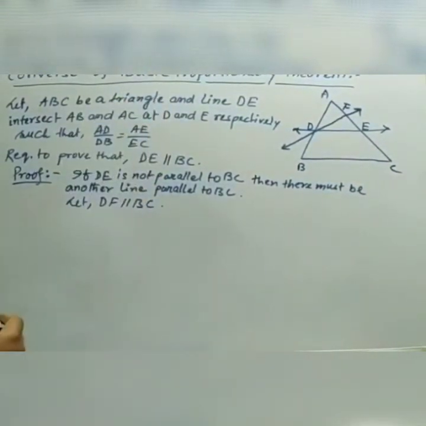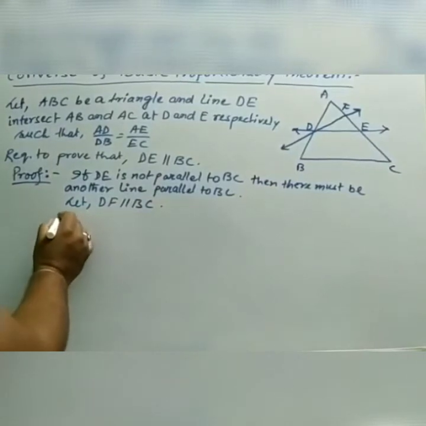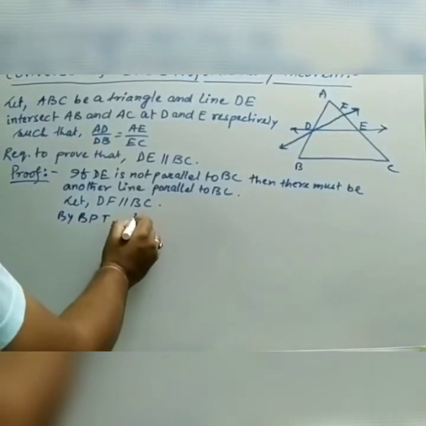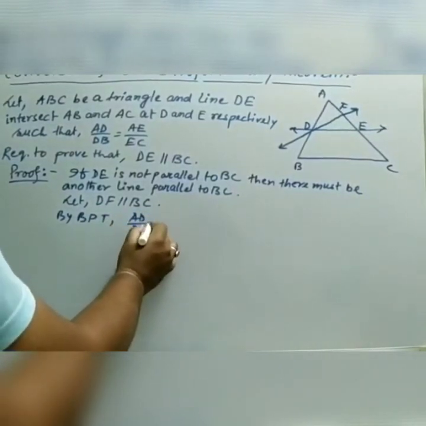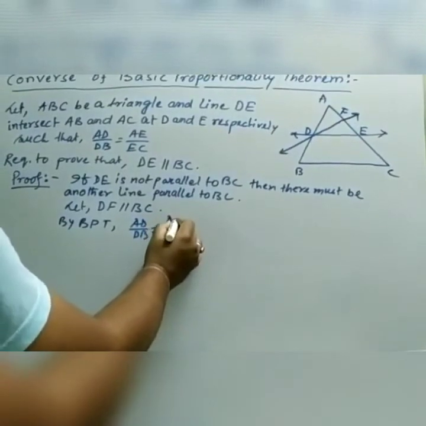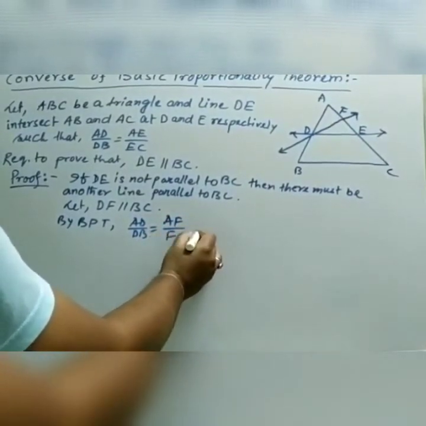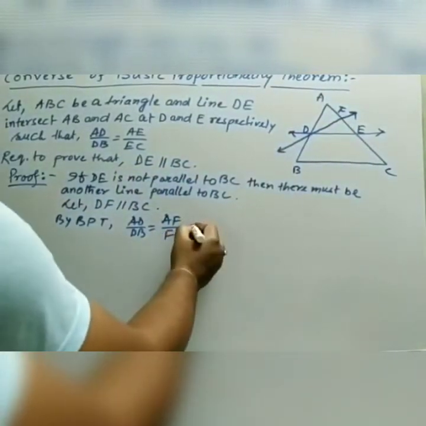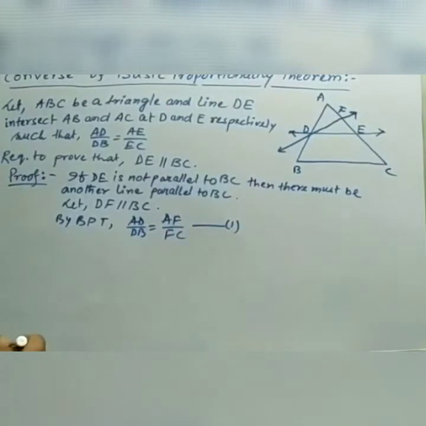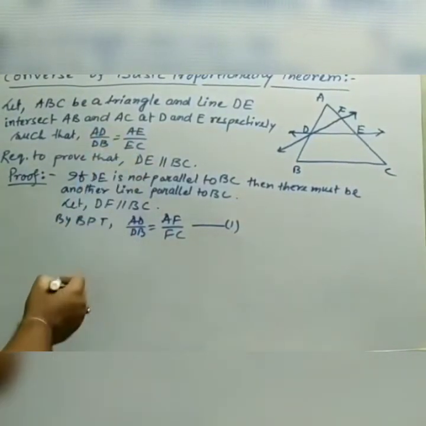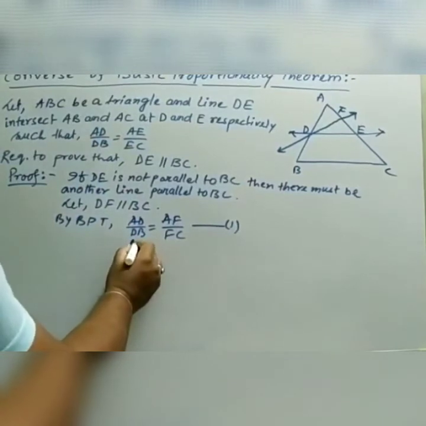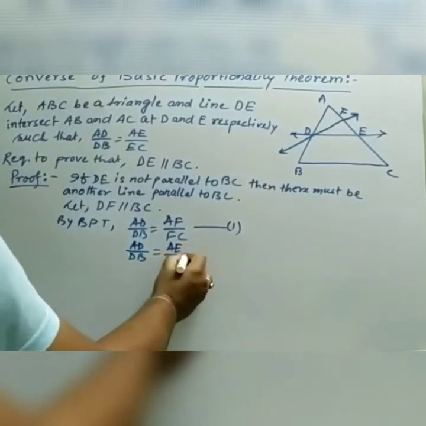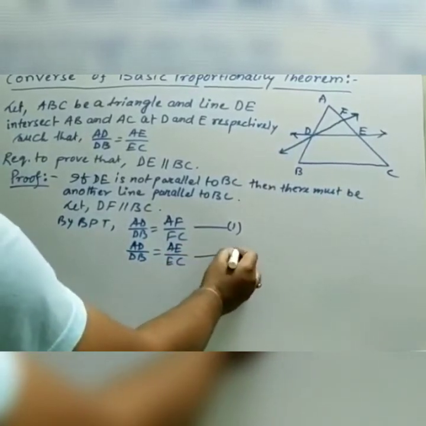So by BPT we can write that the sides are proportional, that is AD by DB equals AF by FC. We can write this from the basic proportionality theorem. That is number one. Also we have AD by DB equals AE by EC, that is the given condition, that is number two.